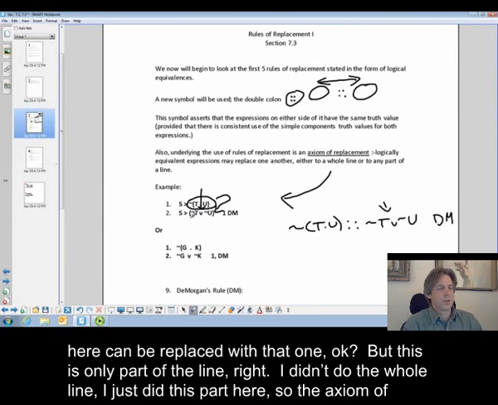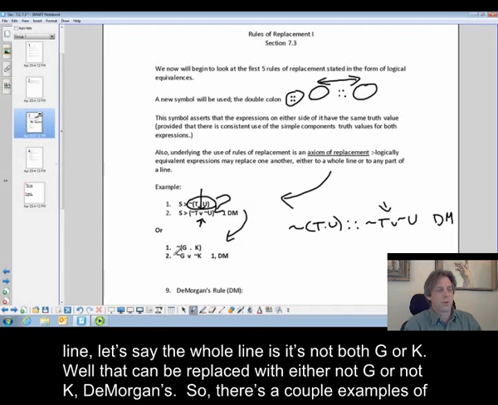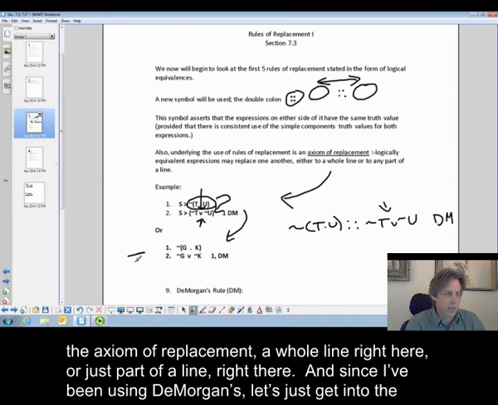But this is only part of the line, right? I didn't do the whole line, I just did this part here. So the axiom of replacement, logically equivalent expressions can be interchanged with part of a line, which we just did with the consequent here, or it could be the whole line. Let's say the whole line is, it's not both G and K. Well, that can be replaced with either not G or not K, De Morgan. So there's a couple examples of the axiom of replacement, a whole line right here, or just part of a line right there. And since I've been using De Morgan's, let's just get into the rules of replacement.